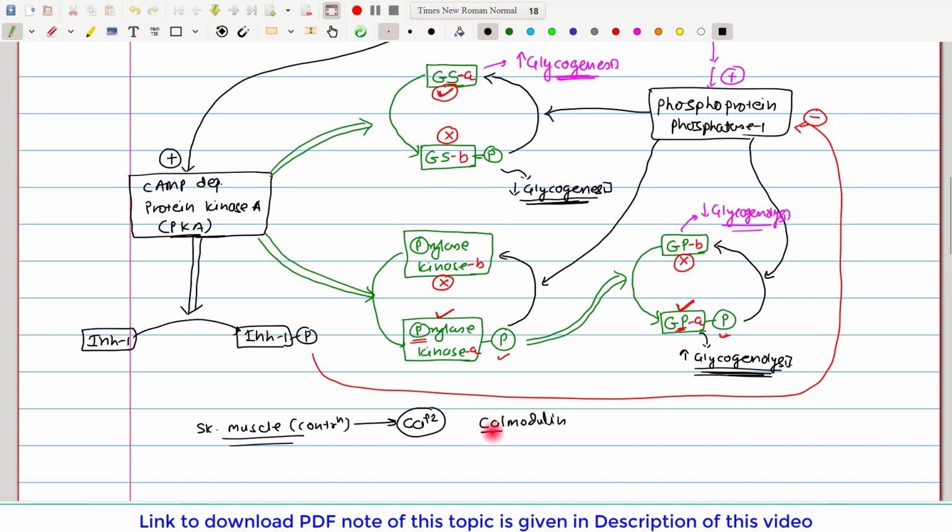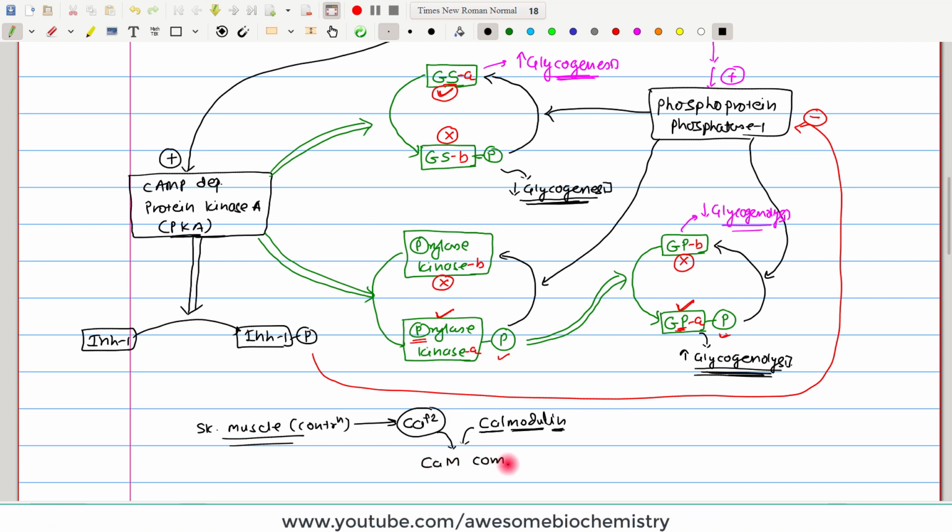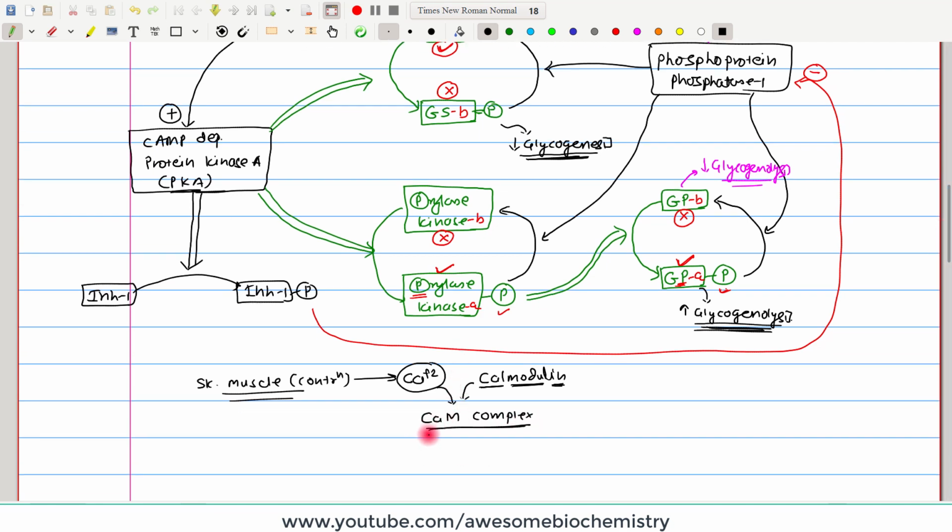In calmodulin, cal is for calcium, modul for modulating, and in is the last 2 letters of protein. So it is calcium modulating protein. This calcium binds with calmodulin and forms the calcium calmodulin complex. It is also abbreviated as the CAM complex. This CAM complex directly activates phosphorylase kinase, and we know that phosphorylase kinase causes phosphorylation of glycogen phosphorylase. So there will be increased glycogenolysis.